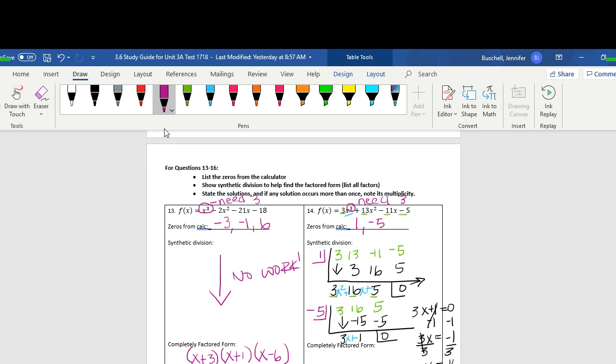Now let's write my factors. The opposite of +1 is x minus 1. The opposite of -5 is x plus 5. And I'm not going to do x plus 1/3. I'm going to come back up here, and here's my factor, 3x plus 1.